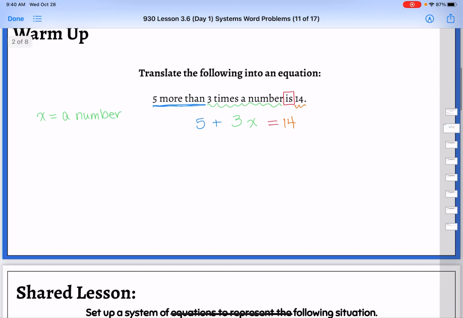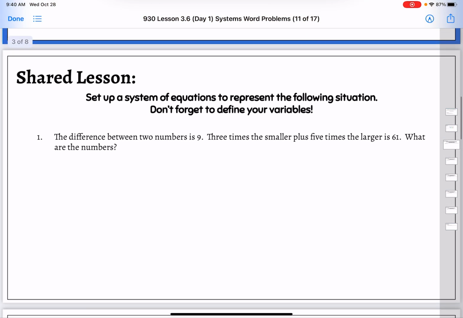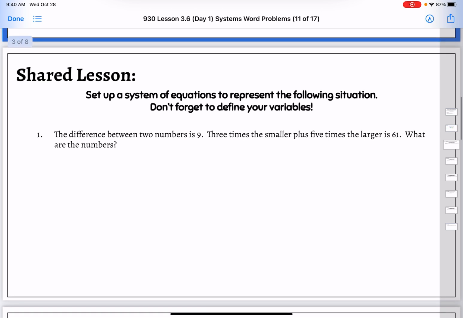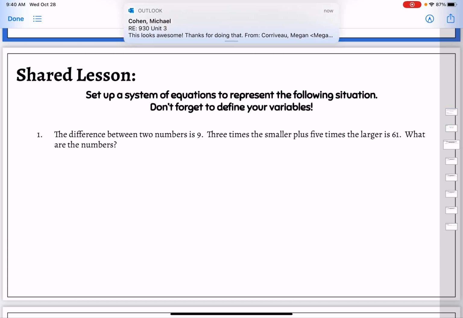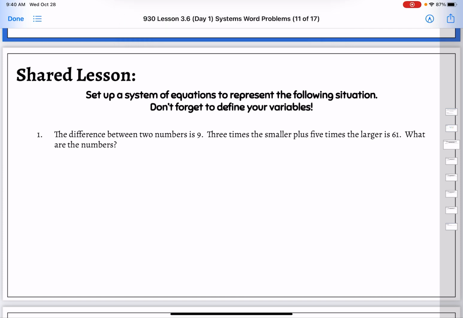So now we're going to take that idea and put it into the idea of systems. We're going to take those words and translate them into 2 equations and not just 1. We're going to be defining our variables, and remember, to have a system, I have to have 2 variables and not just 1. So we're going to make sure that we're always defining 2 different variables here. So here's our first problem.